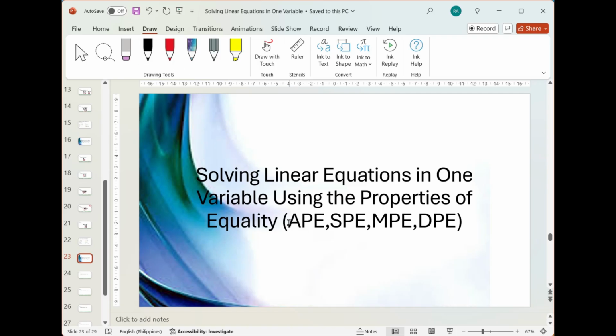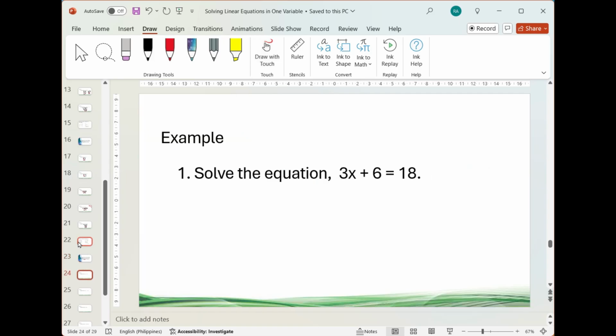Remember na dito, ang APE at saka ang SPE ay, okay, ang shortcut niyan ay yung tinatawag natin na transposition. So, magbigay tayo ng examples na magta-transpose na tapos gagamit pa ng either MPE or DPE. Okay, so let's solve the equation. Sulat natin. We have 3x plus 6 is equal to 18.